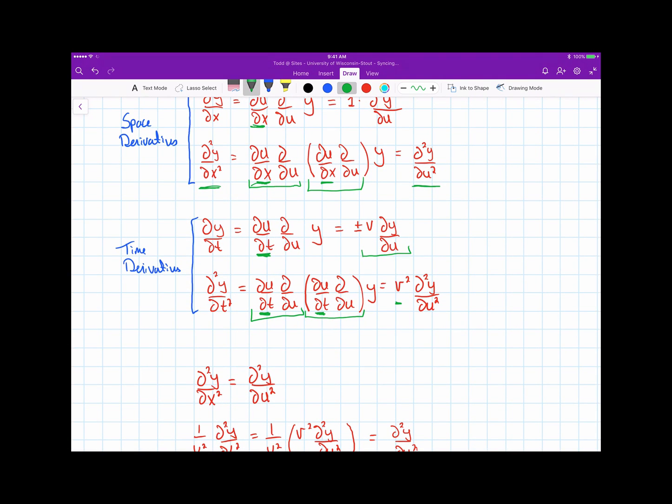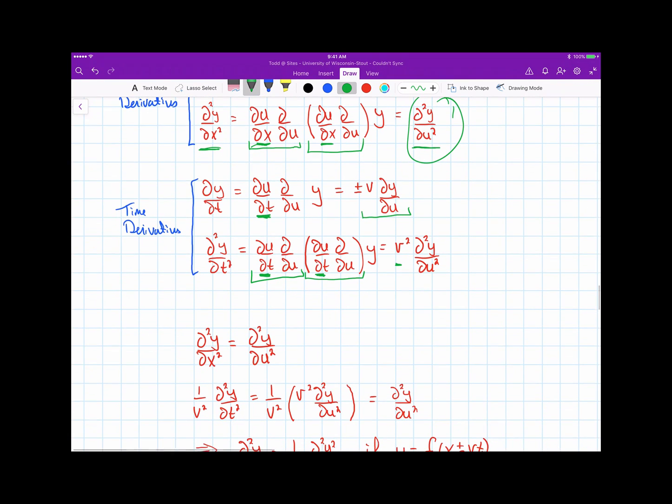Now let's go ahead and plug these things into the wave equation. The left-hand side of the equation, d squared y dx squared, gives me d squared y du squared from up here. Now if I'm going to look at the right-hand side of the wave equation, 1 over v squared d squared y dt squared, well, I've got my v squared right here. That's going to cancel out with this term right here, d squared y du squared.